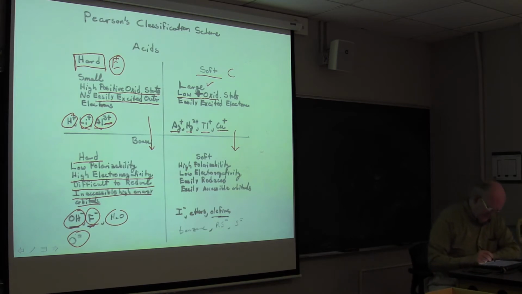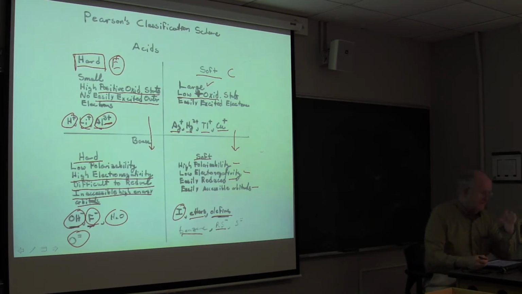The soft bases have a high polarizability, a low electronegativity. They're easily reduced species, and they have easily accessible orbitals. And these include things like I-, ethers, olefins, anything with pi electrons, benzene, sulfides. Sulfides are really, really soft bases.